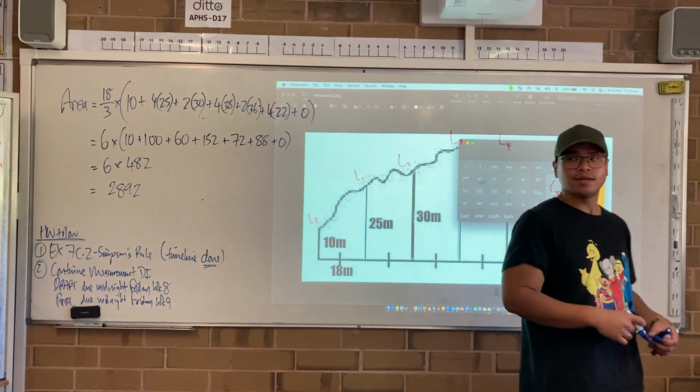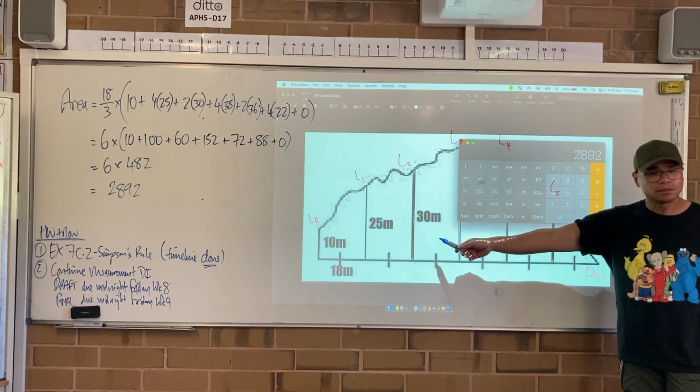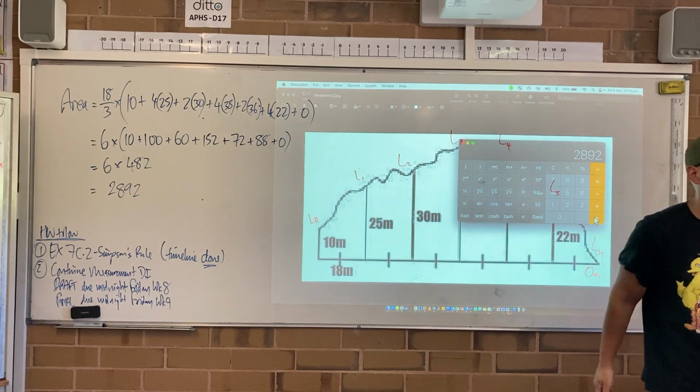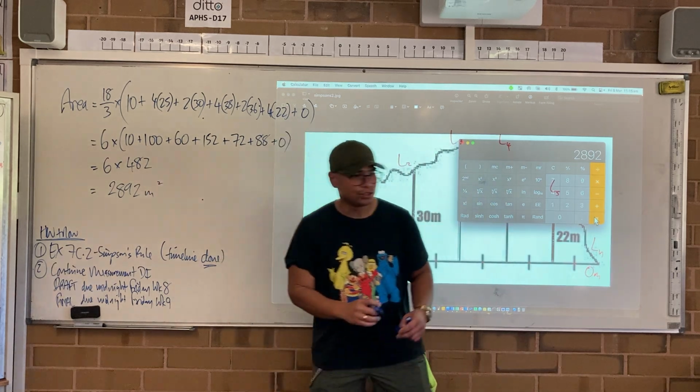That's an area. What units was our lengths in? Meters, so that would be square meters. Okay.